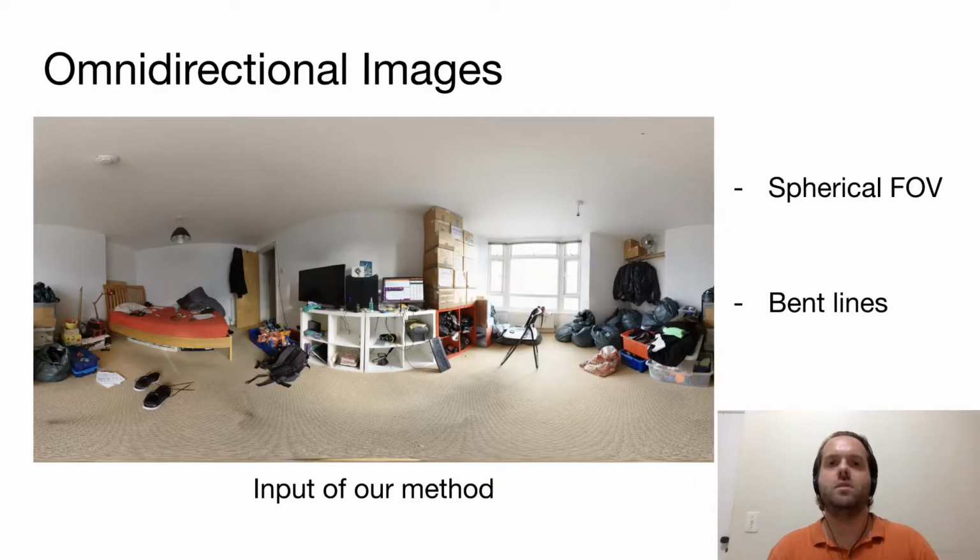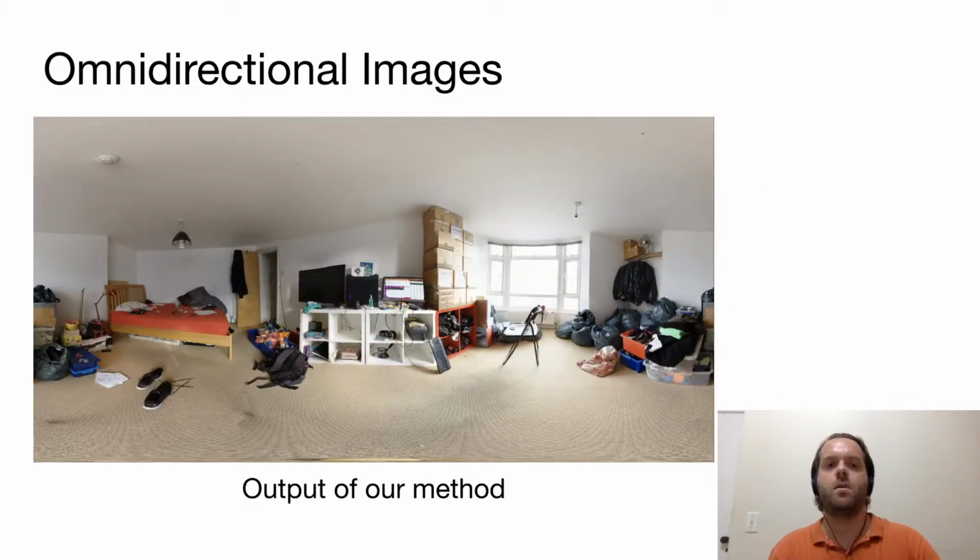Our method takes as input omnidirectional images, which are images that contain a whole sphere around a given point. Their 360-degree field of view guarantees that all information visible from the viewpoint is in the image. On the other hand, straight lines in the world appear bent. We propose a method that rectifies straight lines in these images while preserving their full spherical field of view.